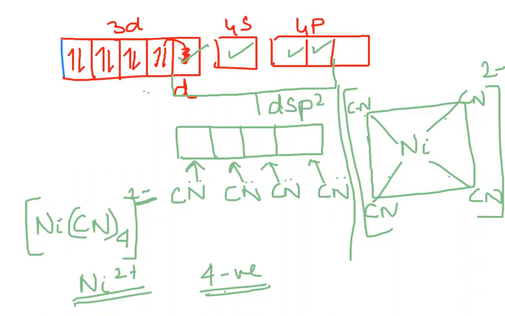Since we are discussing dsp2 hybridization, 4 cyanide ions are there. Which orbitals will undergo hybridization? The d of the 3d, one s, that is 4s, and two 4p orbitals, you can take any two of px, py, pz. So these four atomic orbitals will undergo intermixing and give rise to four dsp2 hybridized orbitals, which we have drawn here. Hybridized means they will all be of equal energy, equal bond strength, and bond length.